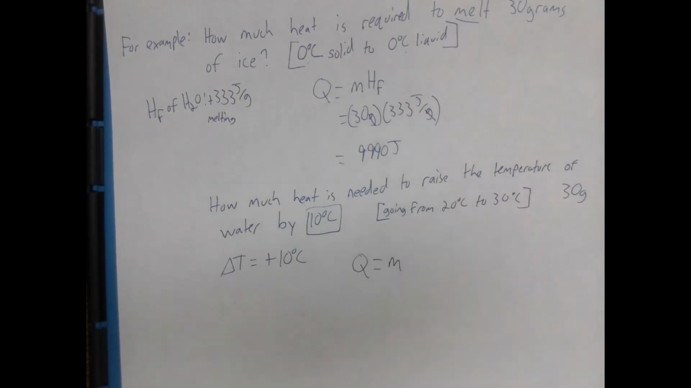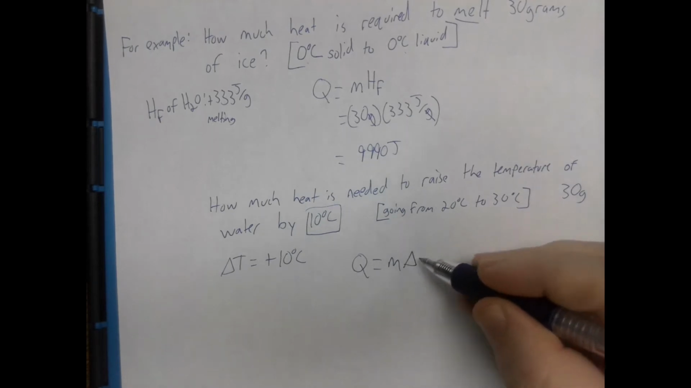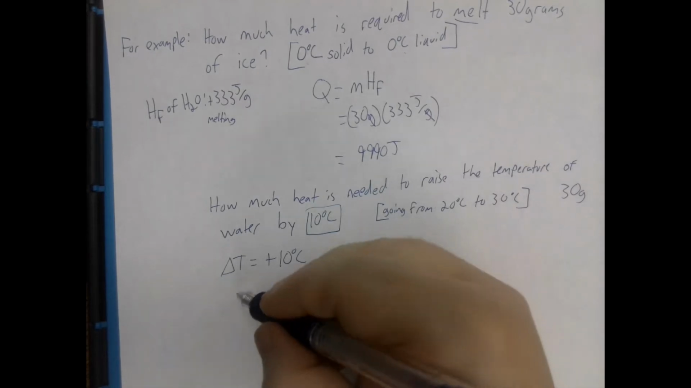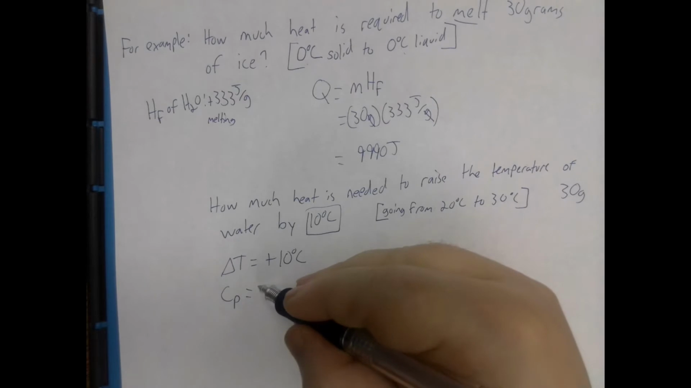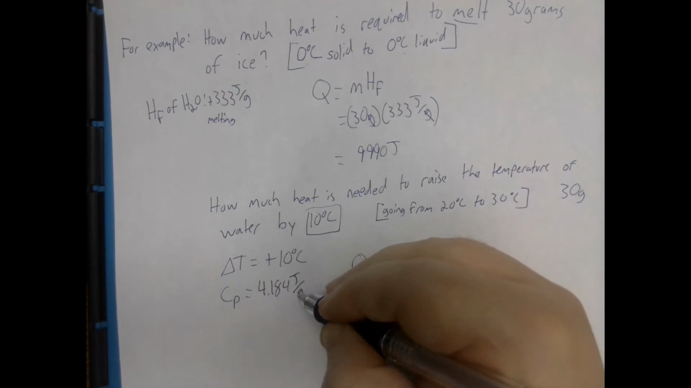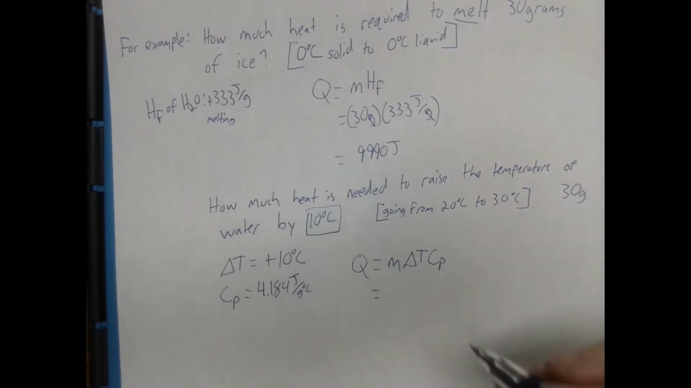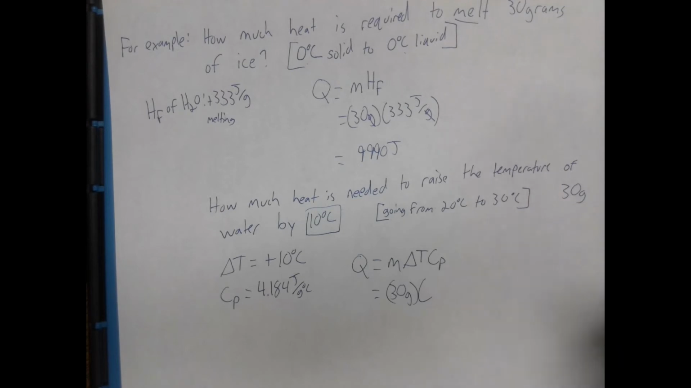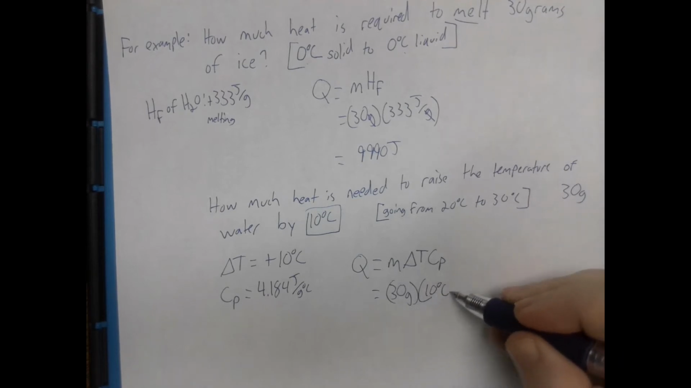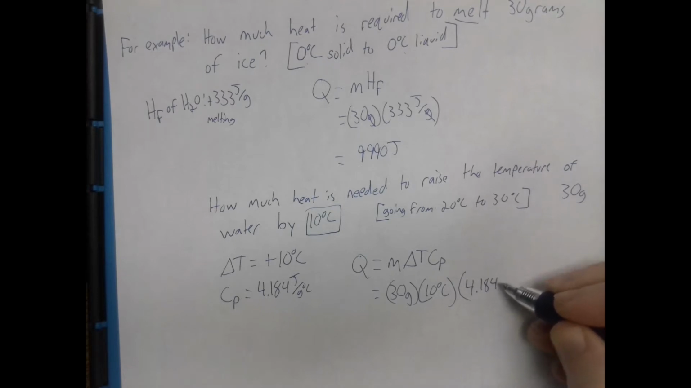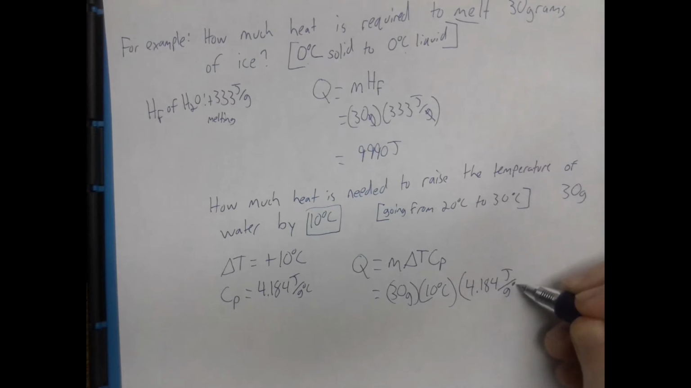So here we have a change in temperature, so we use the formula that has a change in temperature in it. For liquid water, 4.184 joules per gram degree Celsius is the specific heat. So 30 grams, delta T is 10 degrees Celsius. Specific heat of water is 4.184 joules for every gram degree Celsius.